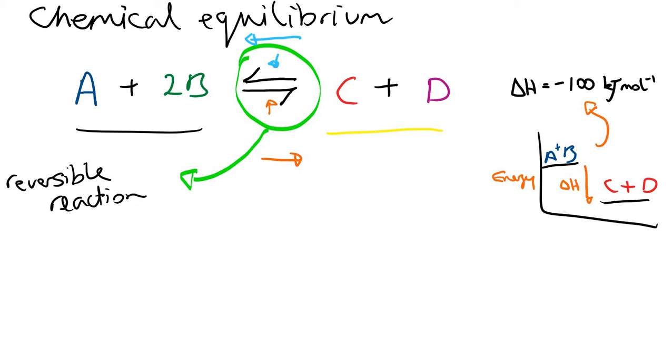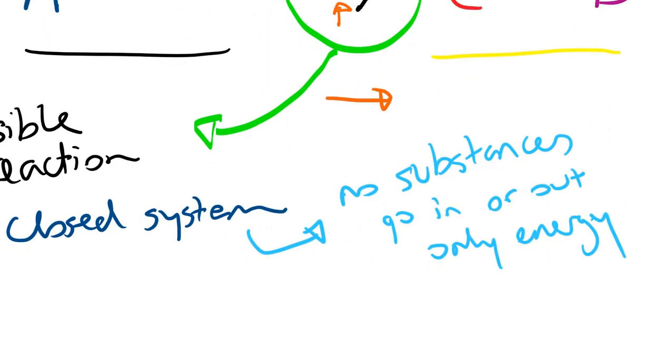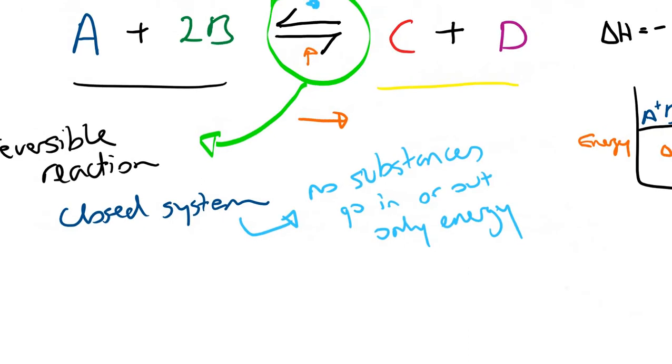When discussing chemical equilibrium, we often describe a closed system. A closed system is one where no substances are added or lost from the chemical reaction itself, but energy can be transferred in and out. Heat can be transferred in and out, light can be transferred in and out. So what I've said here is that no substances go in or out of the reaction, only energy gets transferred.